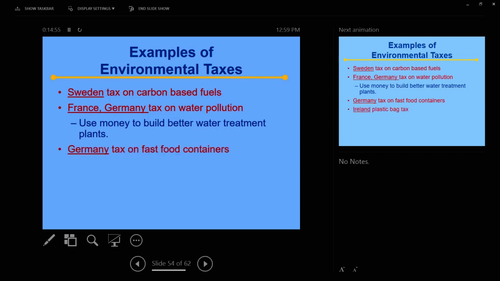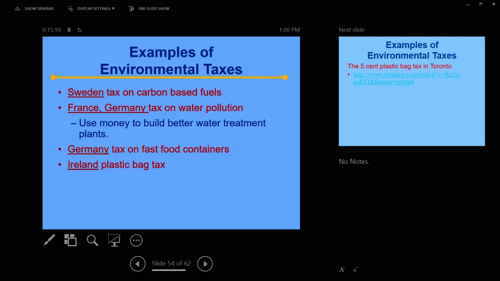Germany has a tax on fast food containers, trying to get people to not use them. It might give businesses an incentive to find some other alternatives other than kind of your typical styrofoam fast food containers. Ireland has a plastic bag tax. So again, what are they trying to do? They're trying to get people not to use plastic bags, and hopefully people stop using them.